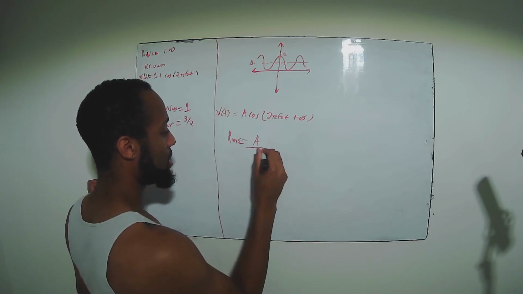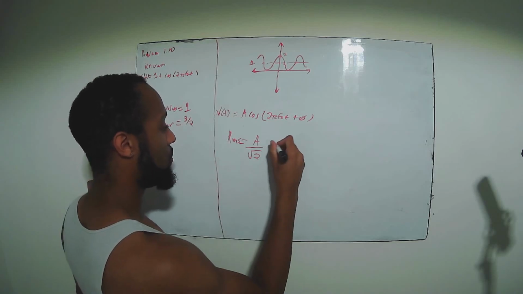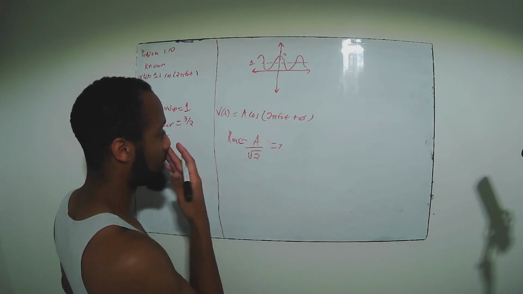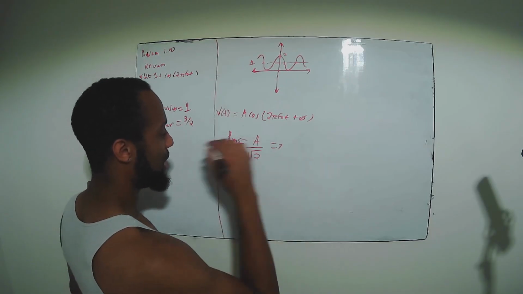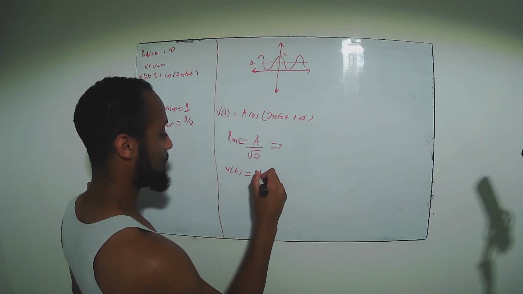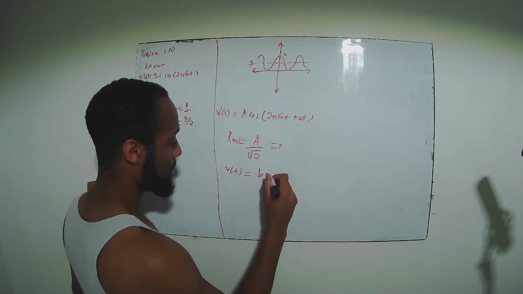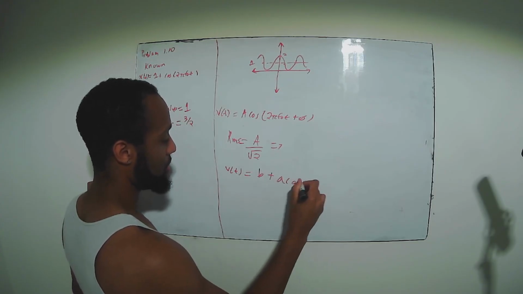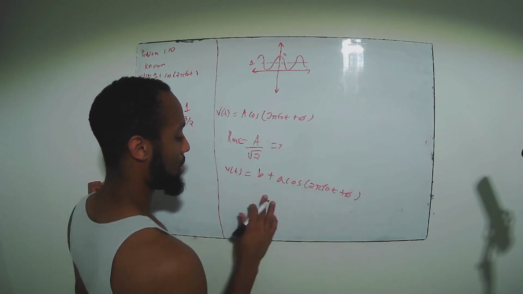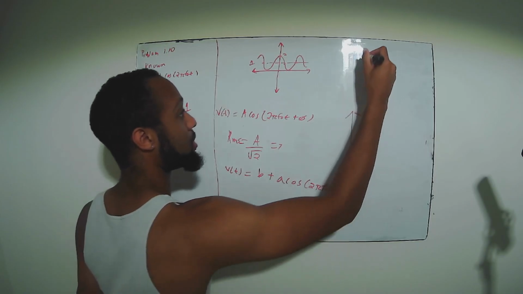A over root 2. Now, say you have a function where the cosine has been shifted, a DC offset for the voltage. Then instead of having a root 2, let's say you have v of t, and it's some scalar like B plus A times cosine 2 pi f naught t plus phi. Okay, so then you want to graph this function.